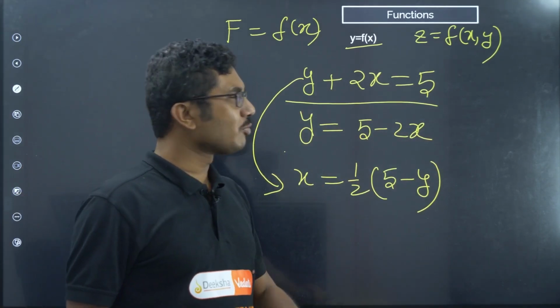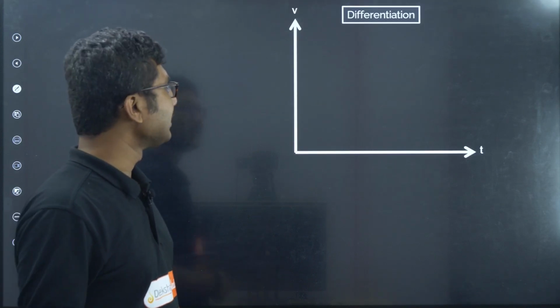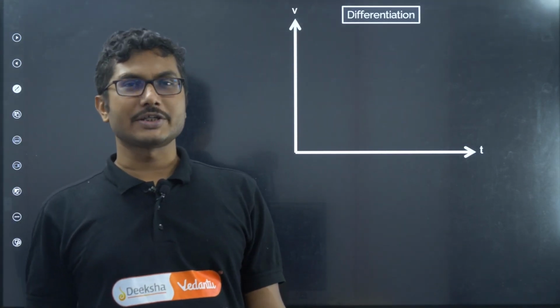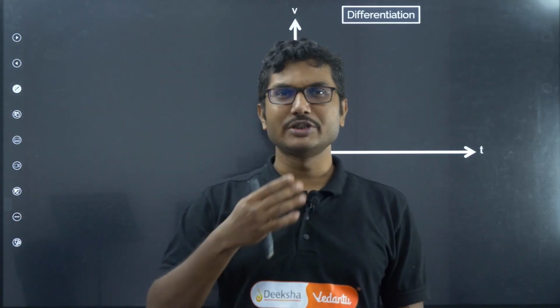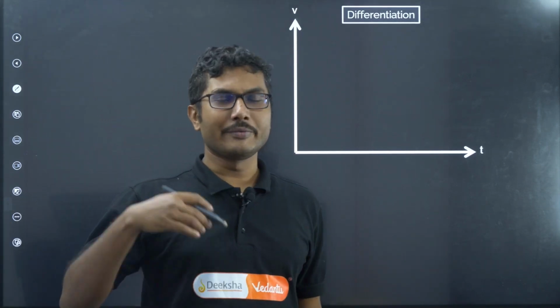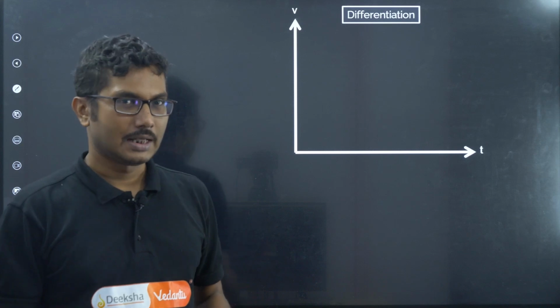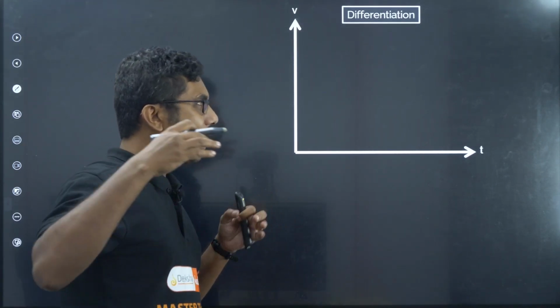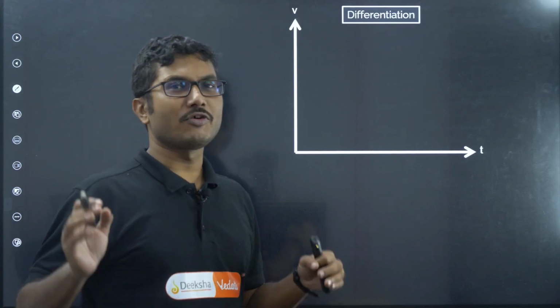That's it, not more than three variables. Now let's move on. Now we will do differentiation. So after function, next comes differentiation. Basically, when we differentiate a function, what happens? That is our objective. But before going into that, let's explain why we need to learn differentiation for physics.